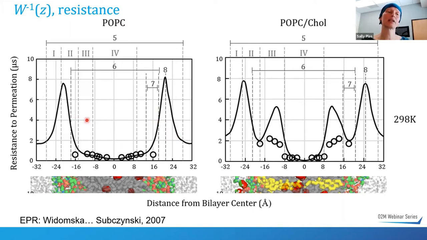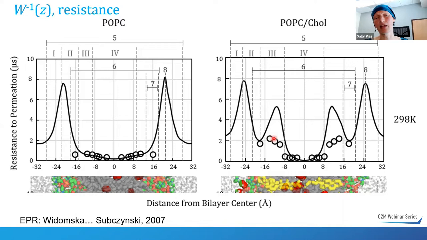And we see this represents, similar to free energy, a landscape of barriers and sinks going across the bilayer. And we see that in the EPR region, we have, again, good agreement. But then we see a very large spike of resistance to permeation at the interface between the lipids and the water, so in this area. And in the cholesterol containing system, we see an additional spike, which is generated by the cholesterol rings.